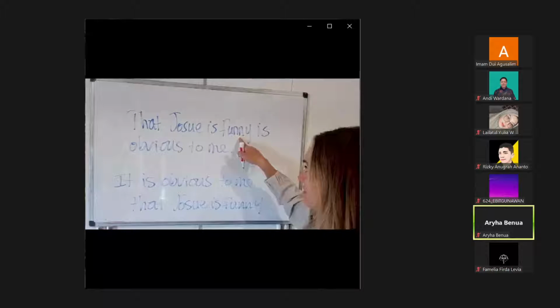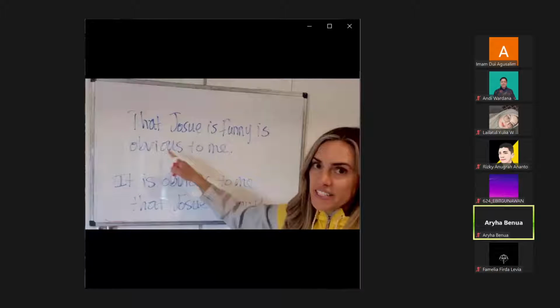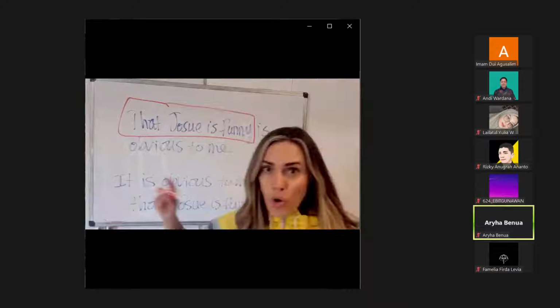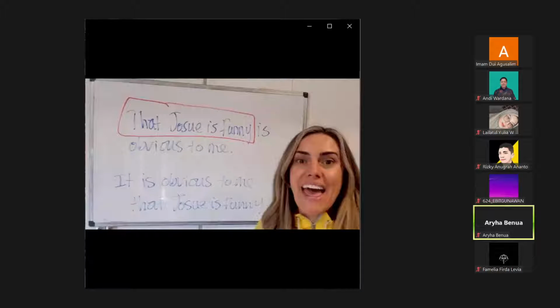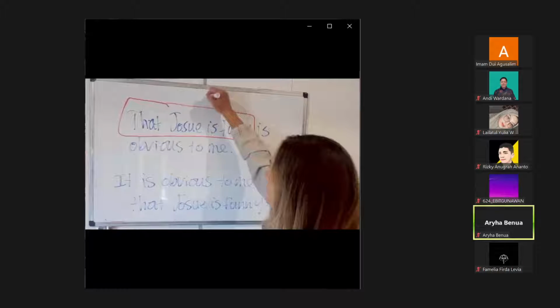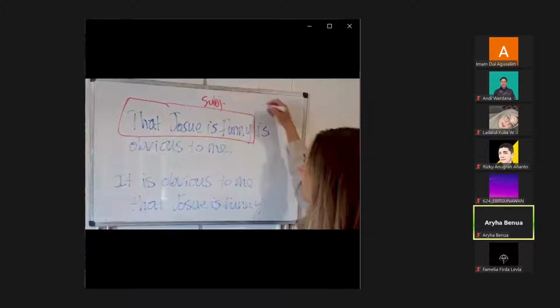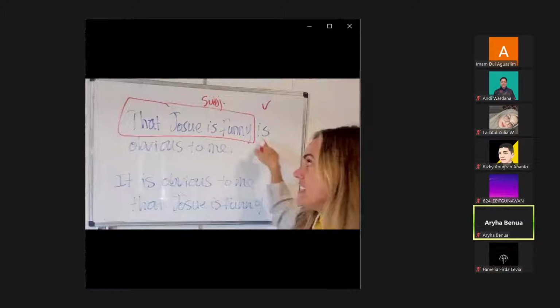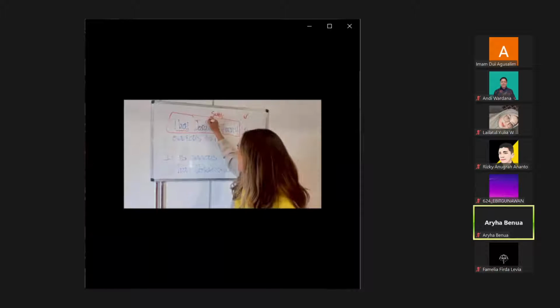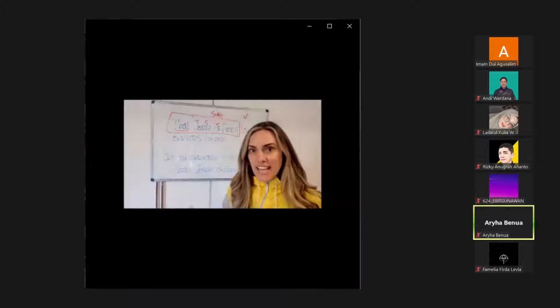That Josue is funny is obvious to me. Here, this whole thing is a noun clause acting like the subject of this sentence. So I'm just going to write subject, and then here's the main verb of the sentence. The noun clause starts with the word that, and then it has a subject and a verb inside itself, okay?